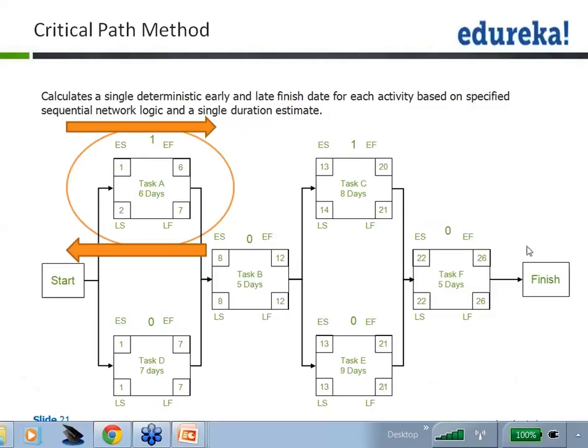And the other thing is, what is the late start? That means how long should I be holding up to a particular task is called the late start. And late finish is again how long can I actually delay on a particular activity. That is called late finish. So early start, early finish, late start, late finish. Got it?